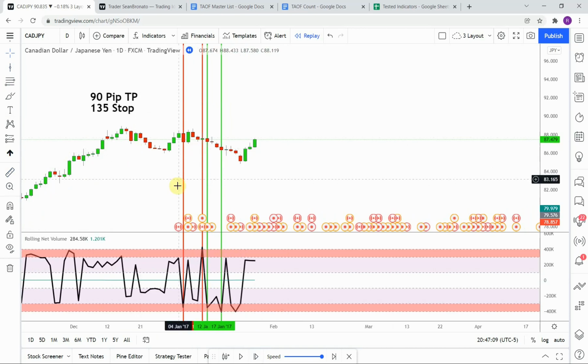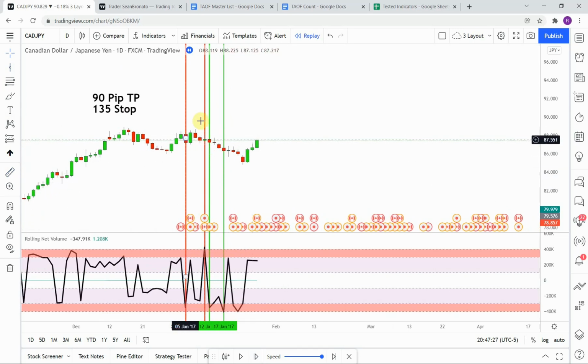Alright, so the first signal that we picked up was a short, and you can see that it got stopped out as price action pushed up immediately, hitting that stop there. Then we picked up a long right here, but it was kind of poorly timed as price action just continued downward from there. And that one got stopped out as we picked up a short here on this one.